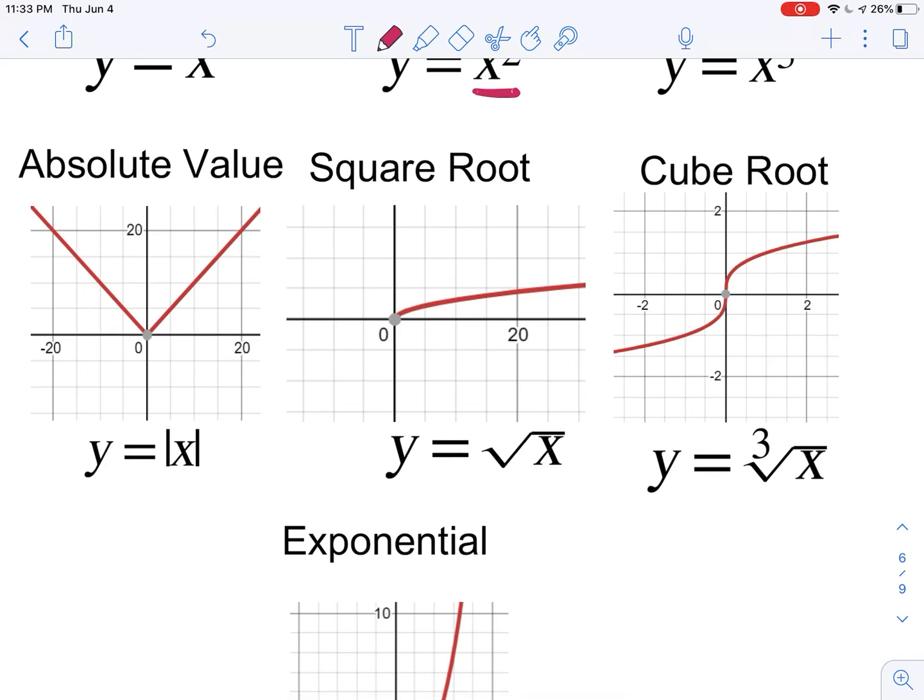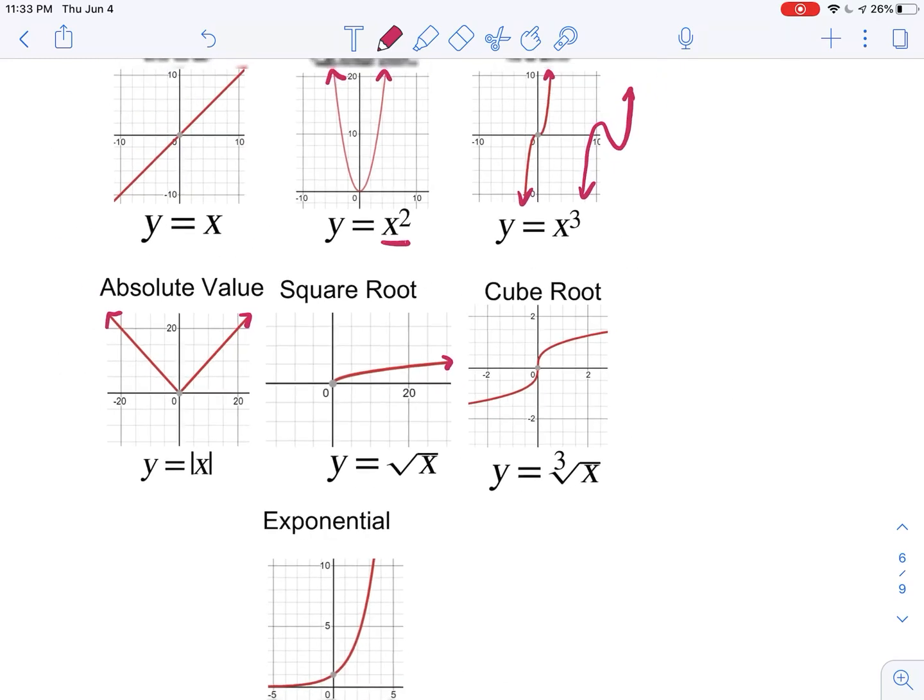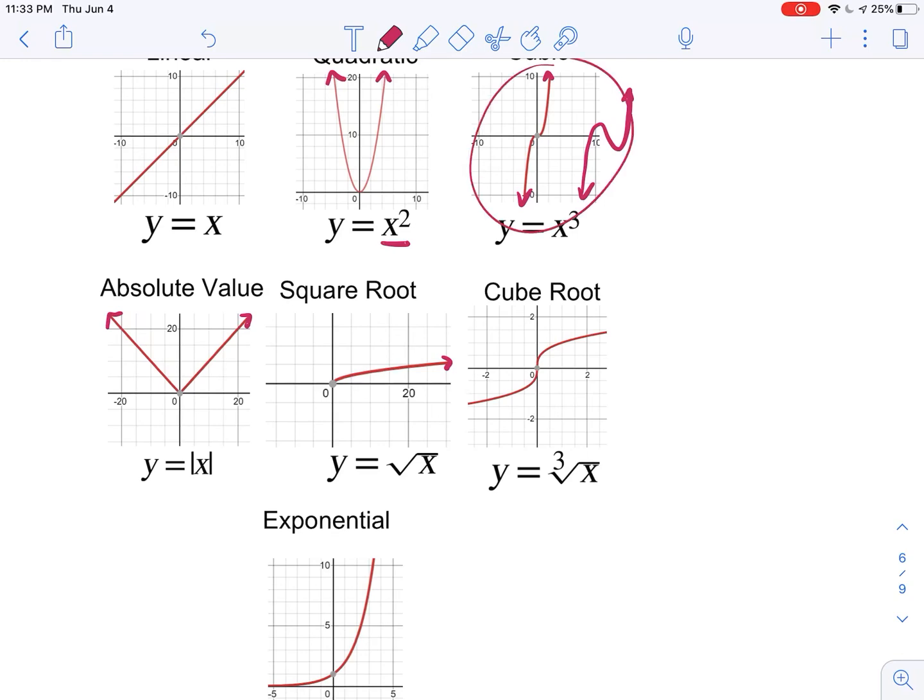Now, the ones you may not be as familiar with, well, maybe not absolute value, you should know the absolute value parent function. Okay, that's y equals absolute value of x. It's a V shape. And you should be aware of the square root function, which basically looks like half of a parabola laying on its side. So it should not be so surprising to you that when we get to the cube root function, it's going to be the cubic function on its side.